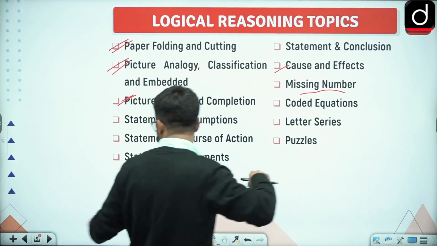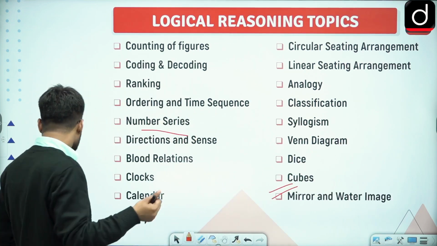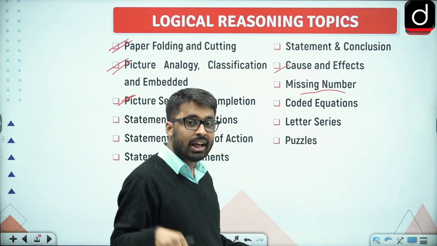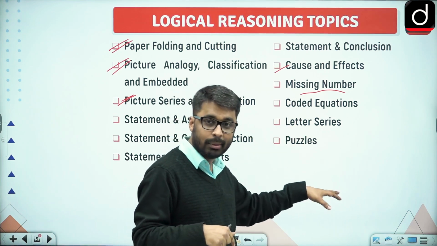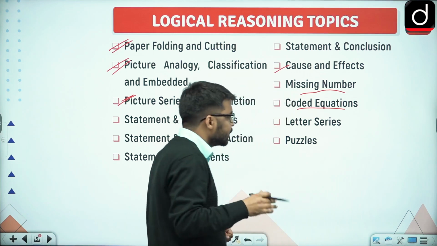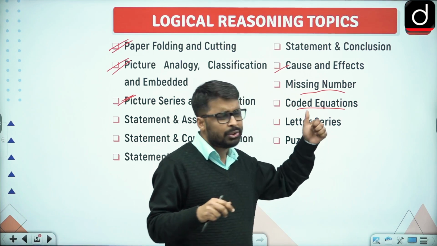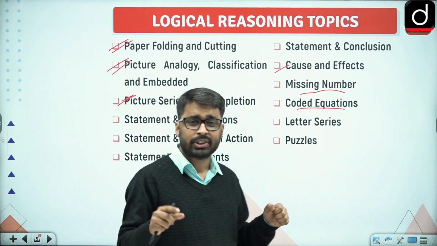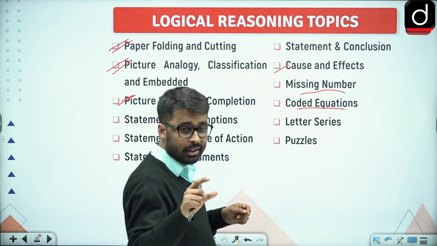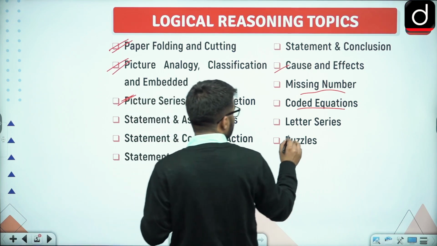This is somewhat different than your number series. Generally people get confused about number series and missing number. They take both these topics as one, but these are two different topics, and UPSC has asked questions on missing number as well, and then number series as well, right? Then we have coded equations. This is somewhat new, right? In the past, UPSC has asked questions from coded equations, but generally people get confused in terms of coded equations, like what are the questions that would classify under coded equations. We'll talk about that also, right?